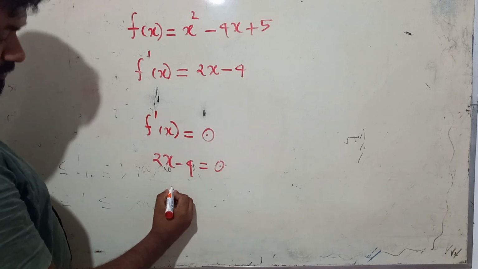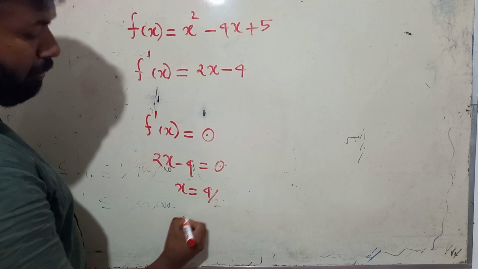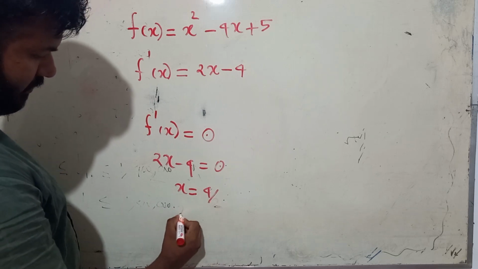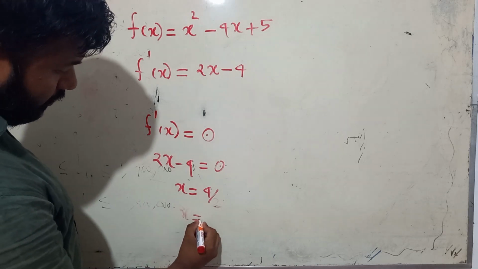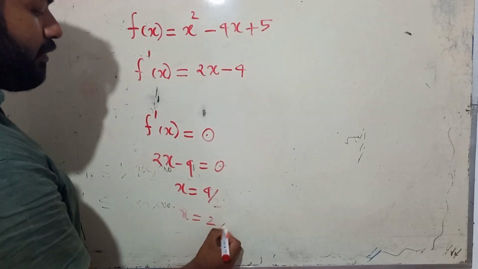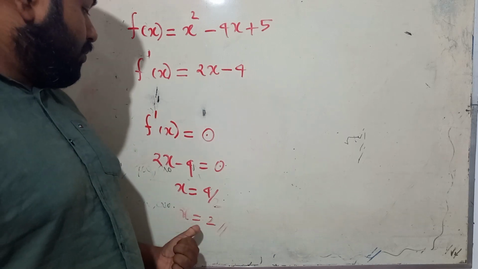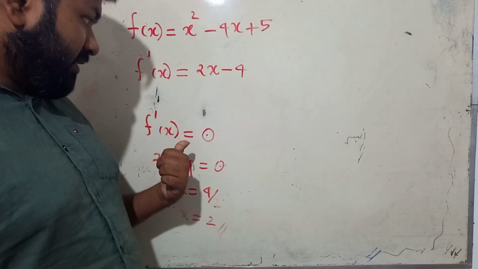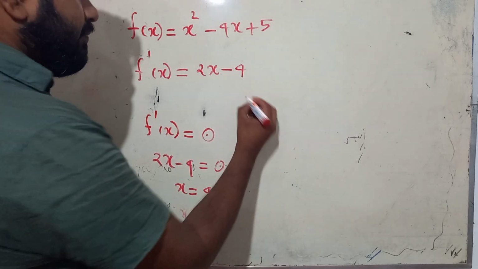So what is the solution here? x is equal to 4 by 2, so x is going to be equal to 2. Right? So when x is equal to 2, f dash is equal to 0, which means there's going to be a turning point when x is equal to 2.